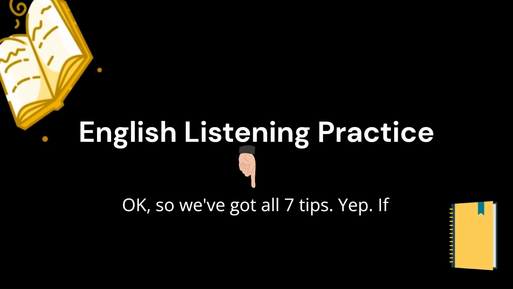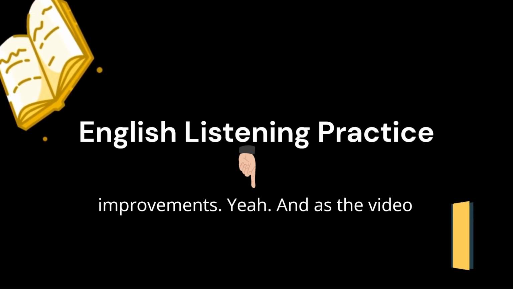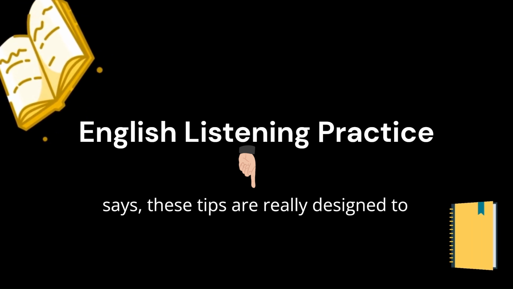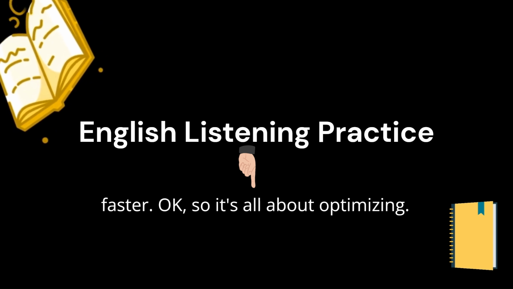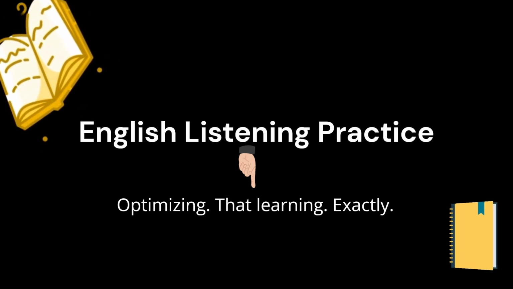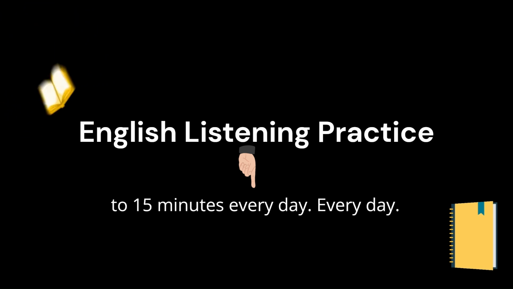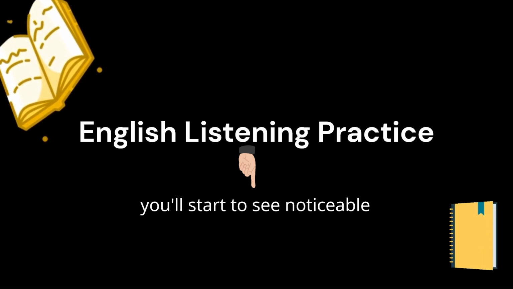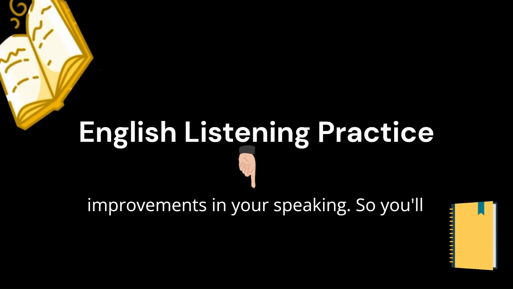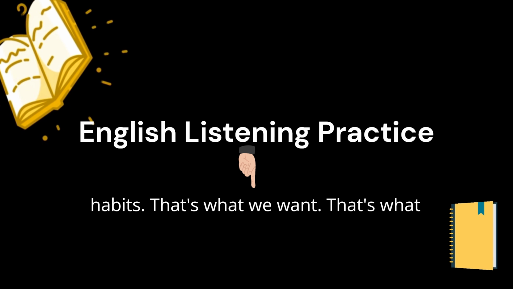So we've got all 7 tips. If people do all of this, they're going to see massive improvements. And as the video says, these tips are really designed to make your shadowing practice more effective and to help you see results faster. So it's all about optimizing learning. Exactly. Consistency is key. 10 to 15 minutes every day. That's all it takes. And you'll start to see noticeable improvements in your speaking. You'll build those natural, confident speaking habits. That's what we want.